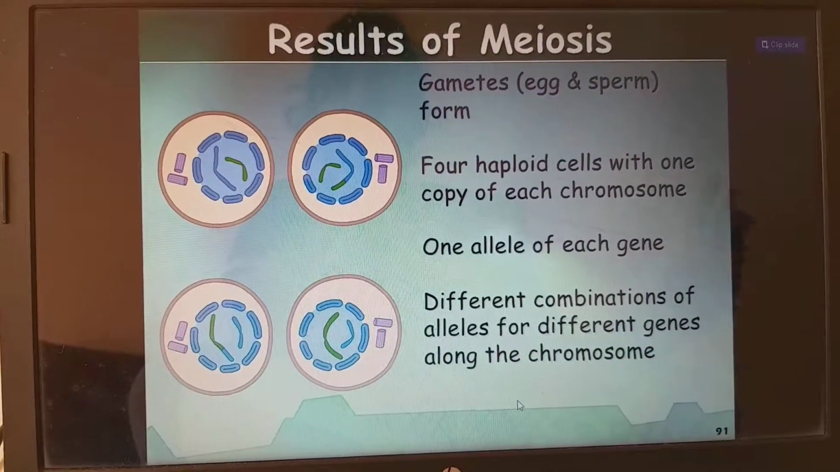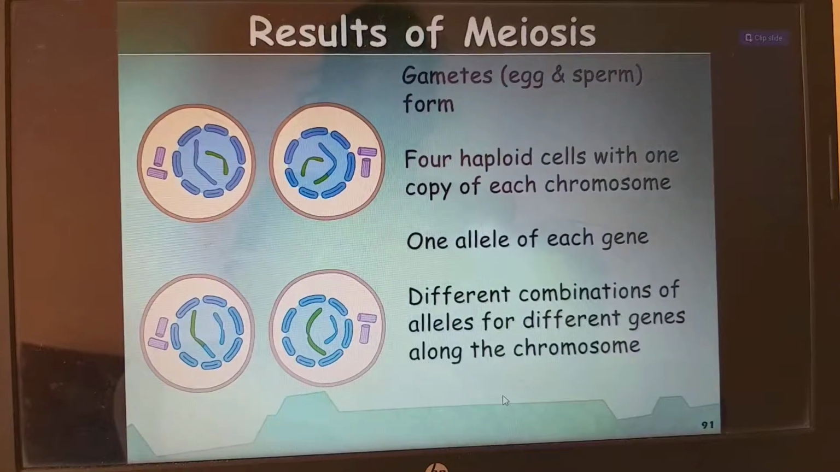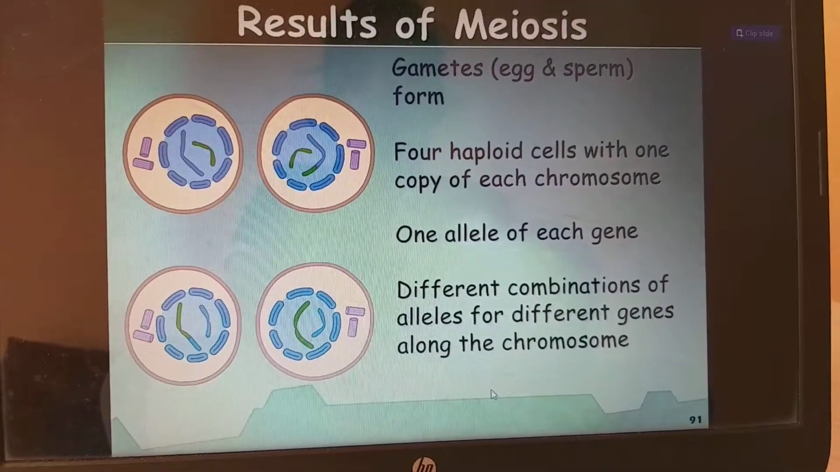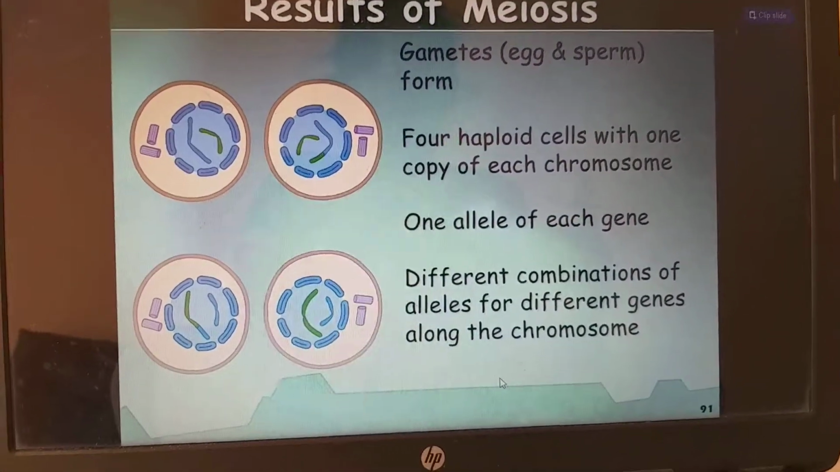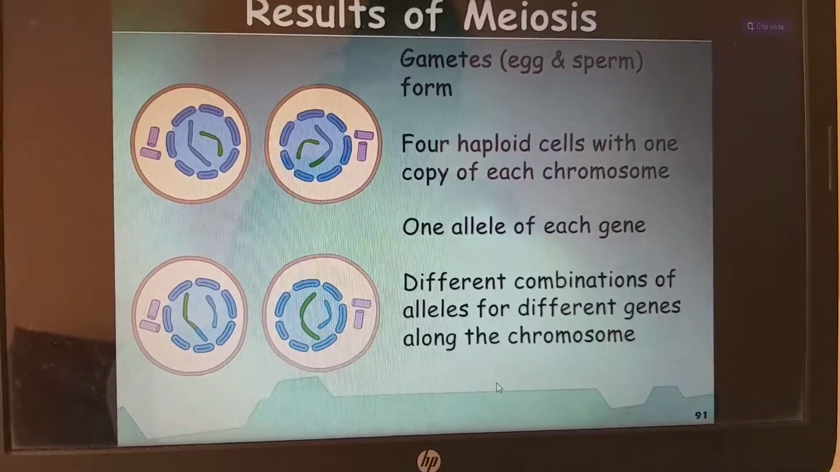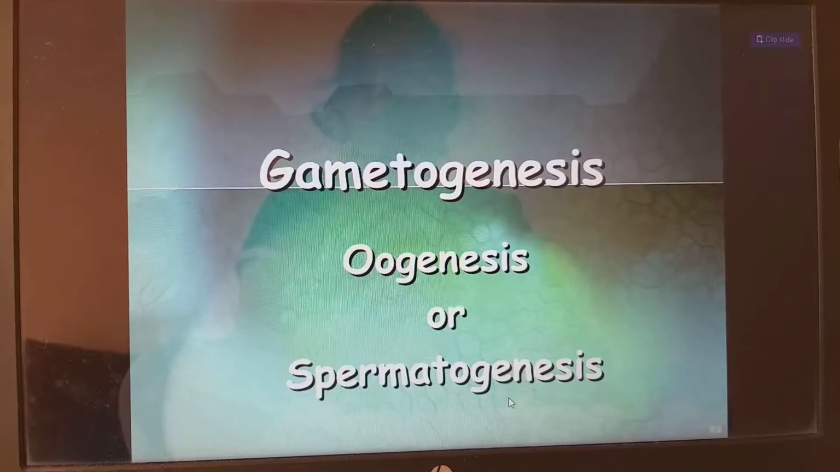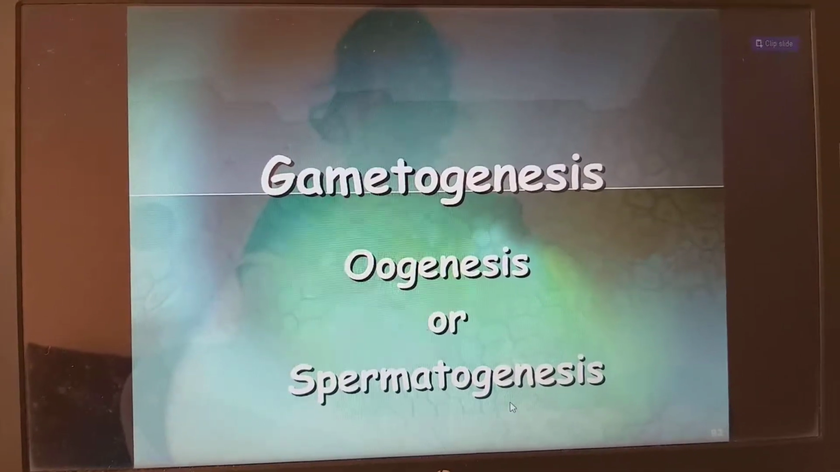Next, the result of meiosis. Gametes, eggs and sperms, are formed. We have four haploid cells with one copy of each chromosome, one allele of each gene. So different combinations of alleles from different genes along the chromosomes will take place. So gametogenesis, oogenesis or spermatogenesis.